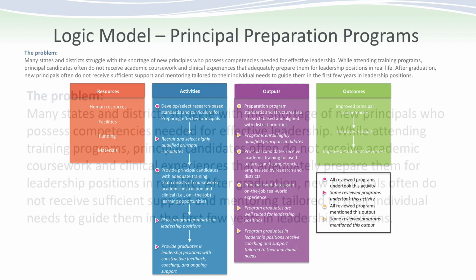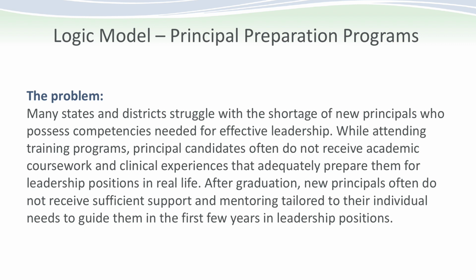So let's start with the problem statement, and I'm just going to walk you through what this looks like before asking you to think about your own context. So let's start with the problem statement for principal preparation programs, and this is the one we wrote, you may write a different one yourself. It's really focusing on, there are principal preparation programs out there. It's not a question of whether there are programs, it's a question of the programs producing the kind of principals that you want to see in your schools, and maybe even especially in low-performing schools. So many states and districts struggle with a shortage of new principals who possess the competencies needed for effective leadership.